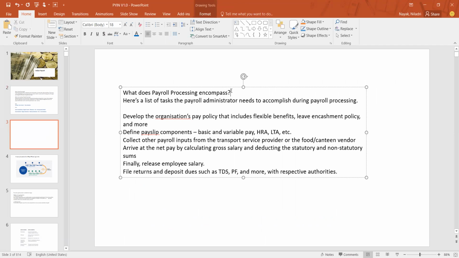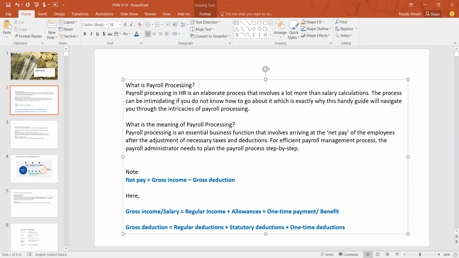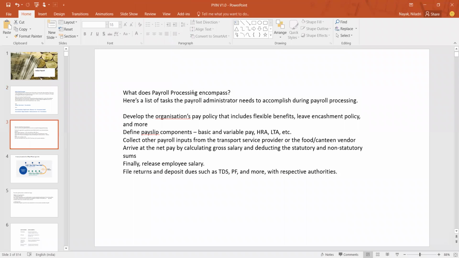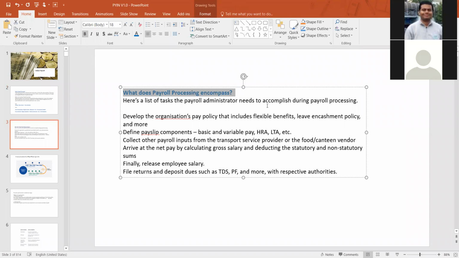So now we talked about what is payroll processing, what is the meaning of payroll processing. I explained this equation of your payroll. Now we will go a little bit deeper. We would like to understand what goes into the payroll processing part. There are certain tasks generally we do whenever you process your payroll.